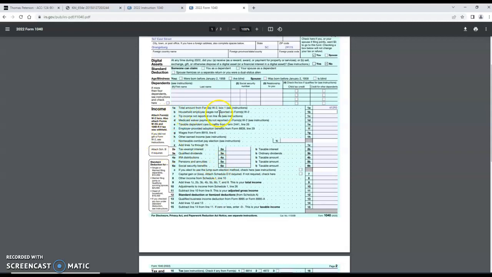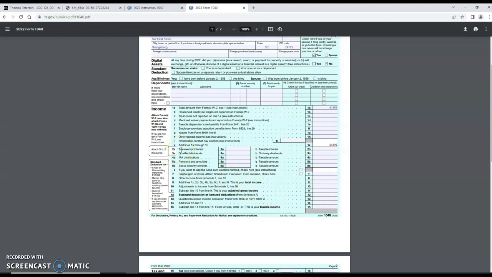Line 1B, household employee wages not reported on Form W-2. Well, he doesn't have that. He doesn't have any tip income, which is 1C, or Medicare waiver payments, taxable dependent care benefits, employer-provided adoption benefits, wages from 8919, or other earned income. Okay, non-taxable combat pay. And here on line 1Z, he adds up all the other lines, which includes 1A through H. So ours is just still the $61,292.